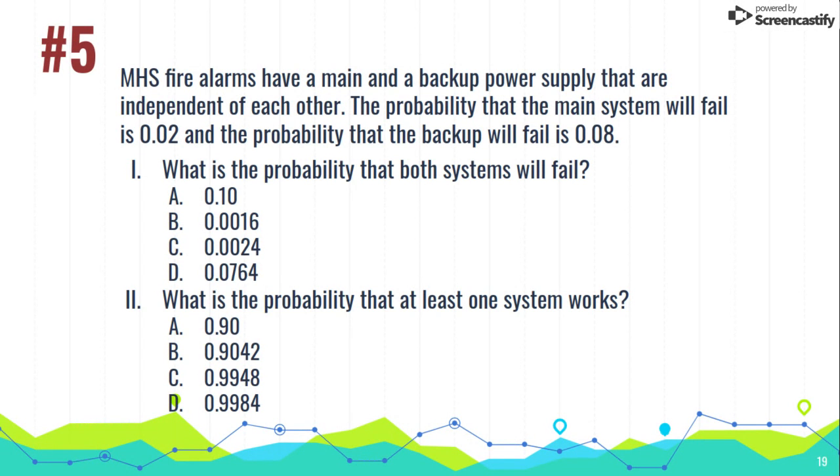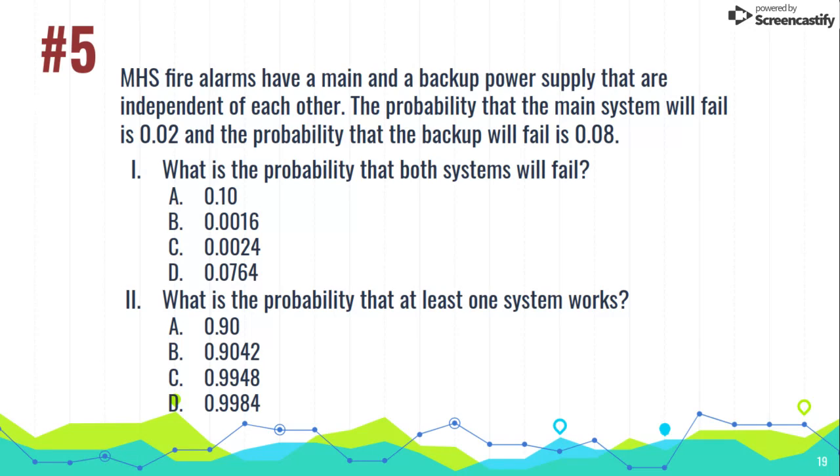Problem 5. The MHS fire alarms have a main and a backup power supply that are independent of each other. The probability that the main system will fail is 0.02, and the probability that the backup will fail is 0.08. What is the probability that both systems will fail? And what is the probability that at least one system works?